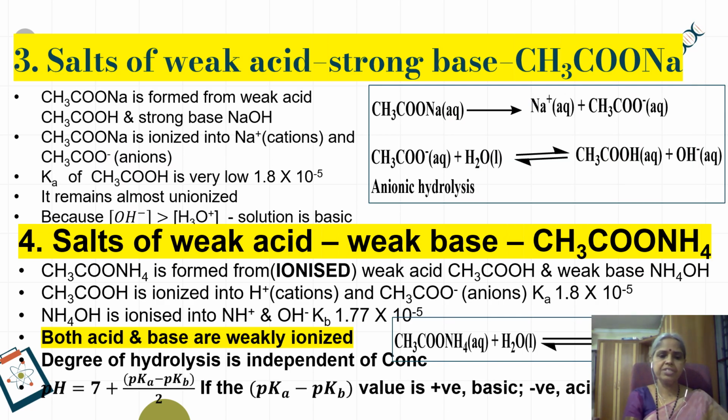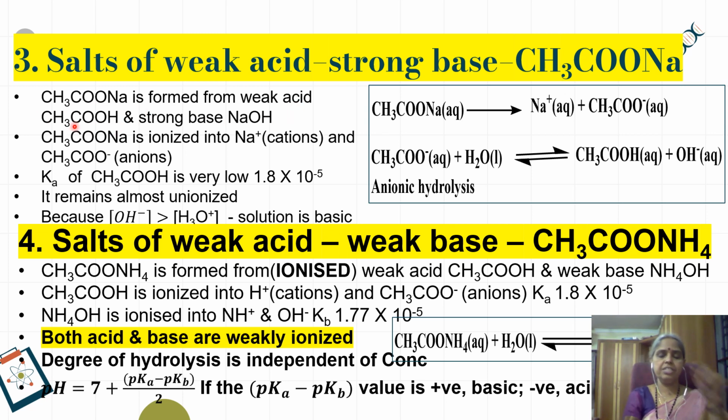The third case is salts of weak acid and strong base. The previous case is strong acid, weak base. Now it is salts of weak acid, strong base. Example is sodium acetate, CH3COONa. So how is this sodium acetate formed? By the combination of acetic acid and NaOH.